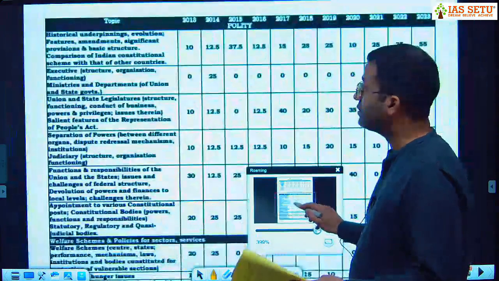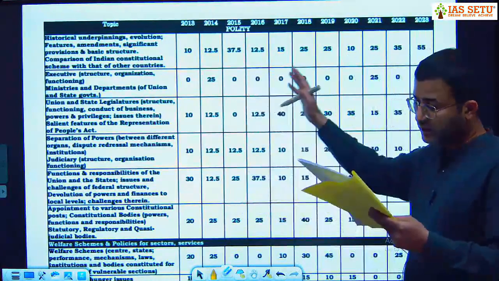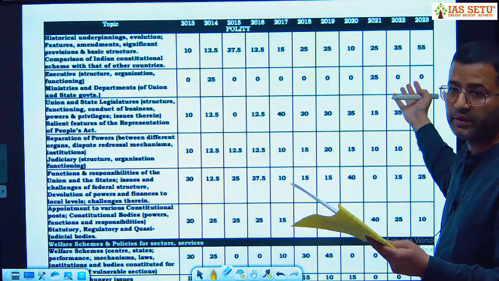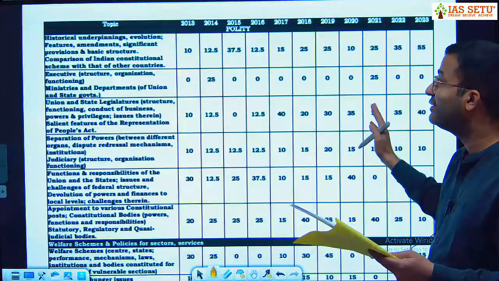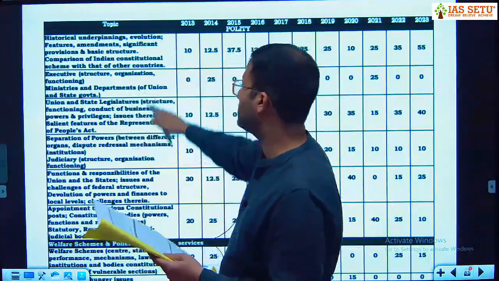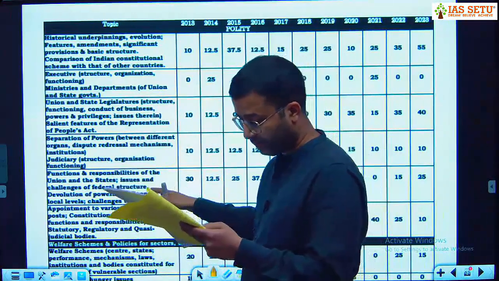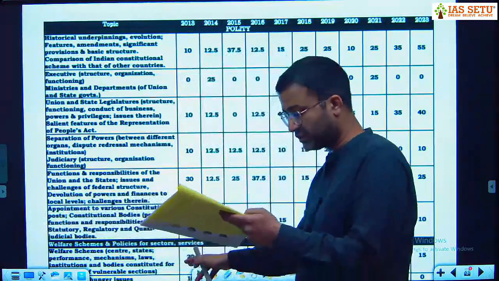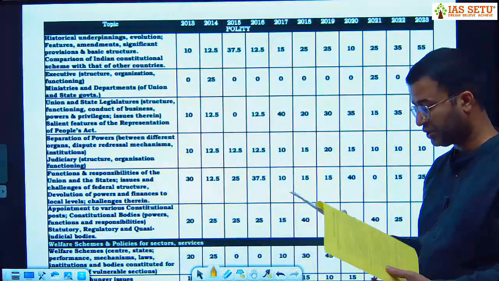Now next is this for mains, 2013 to 2023. We have not included 2024 because we are waiting for the paper to be conducted in September. The 2024 paper is yet to happen. Historical things, executive, union and state legislature, this is for Paper 2. Separation of power, function and responsibility. Then appointment of various constitutional posts, welfare schemes and policies for sectors and services. So we have given the marks distribution. This is marks-wise.